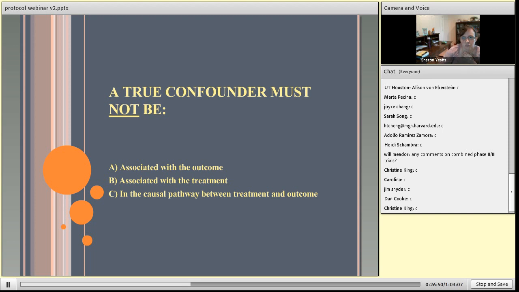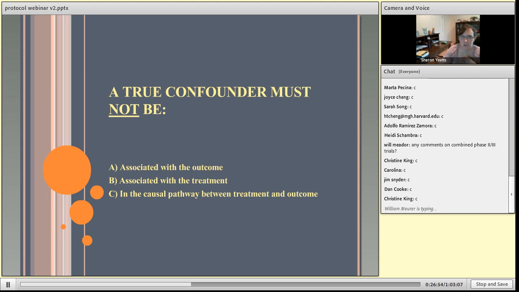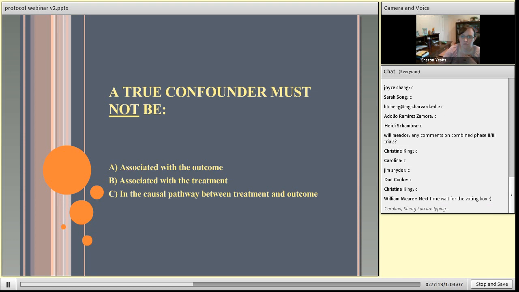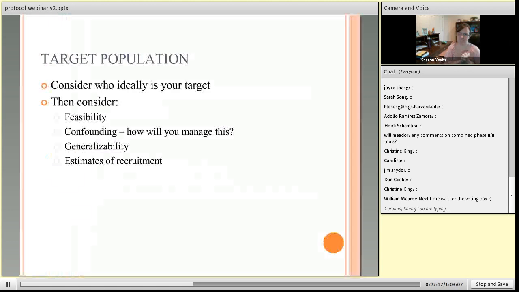I see there's one more question in the chat box on combined phase 2-3 trials. We could do an entire course on adaptive sequential phase 2-3 designs. They are possible. There are lots of great texts on them, but I'm not prepared to talk too much about them today. Good. Okay. Nice job on that, you guys. We're going to keep going.